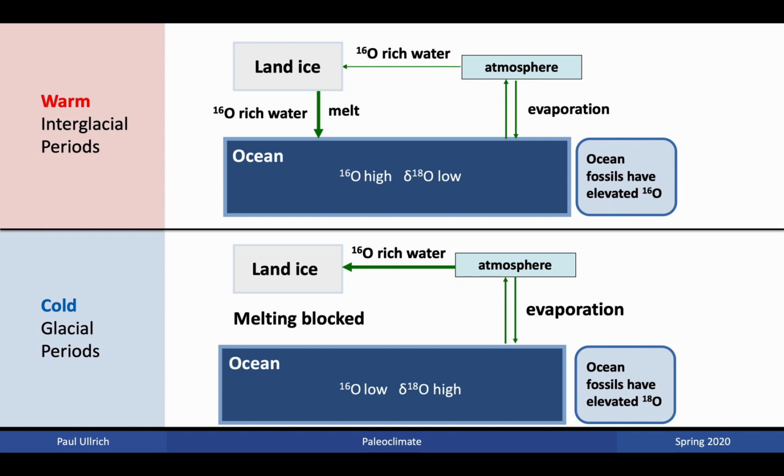During these warmer periods, ocean fossils then have elevated levels of 16O. However, during the cold glacial periods, the evaporation of 16O water means that the colder conditions will lead to trapping of the 16O rich water in land ice. That is, the growing cryosphere will preferentially accumulate 16O rich water. Because melting is blocked during these colder periods, the 16O rich water cannot return to the ocean, and so 18O levels increase in the ocean. Thus, we find that during these cold glacial periods, ocean fossils have elevated levels of 18O.